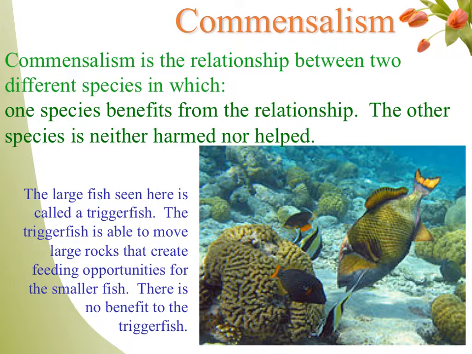Commensalism is the symbiotic relationship between 2 different species where one of the species benefits and the other is neither harmed nor helped. In this example here, the triggerfish is large. It's able to move large rocks as it feeds, and this creates opportunities for these smaller fish to get food in places where they wouldn't have normally been able to feed. And so it's a commensalism type of relationship.